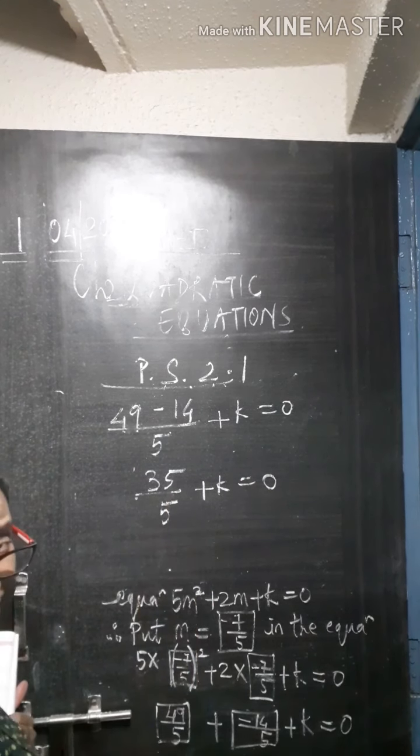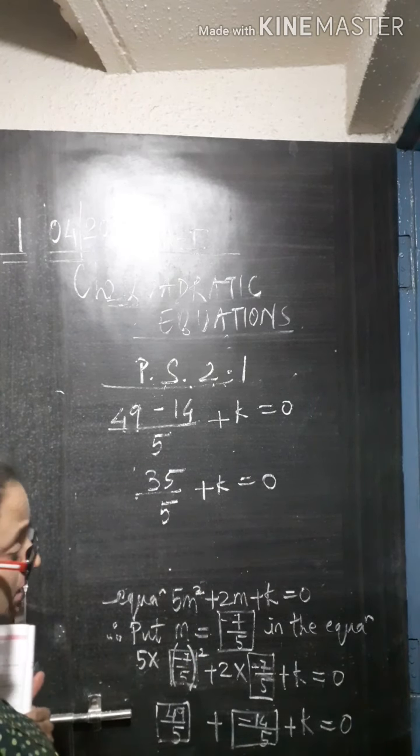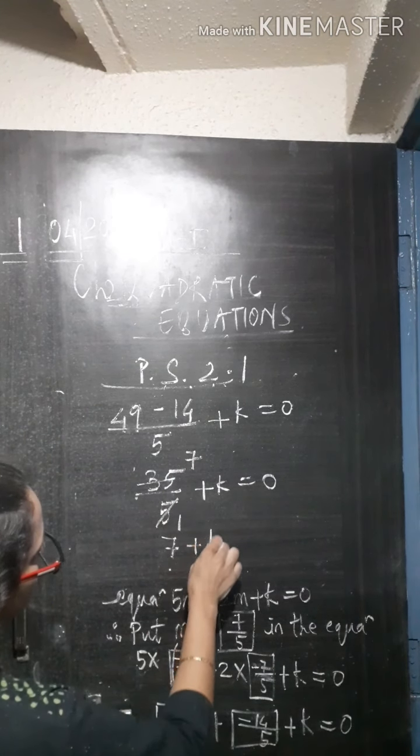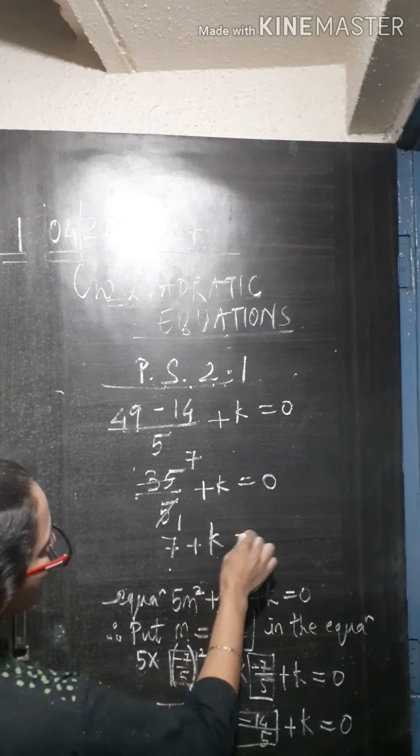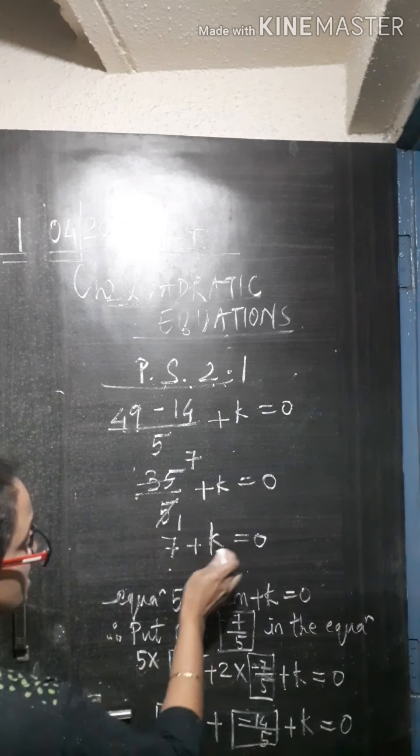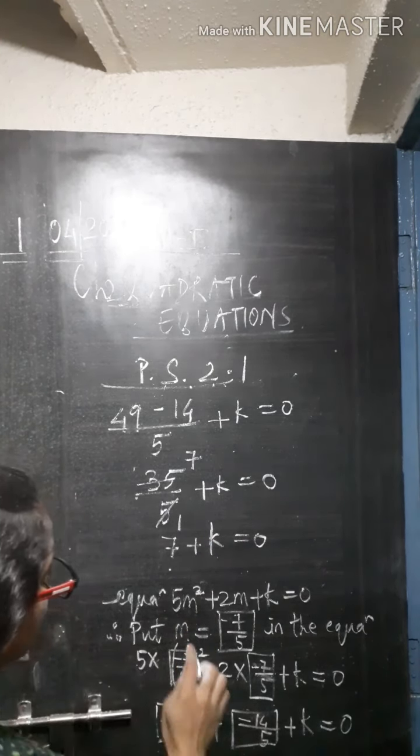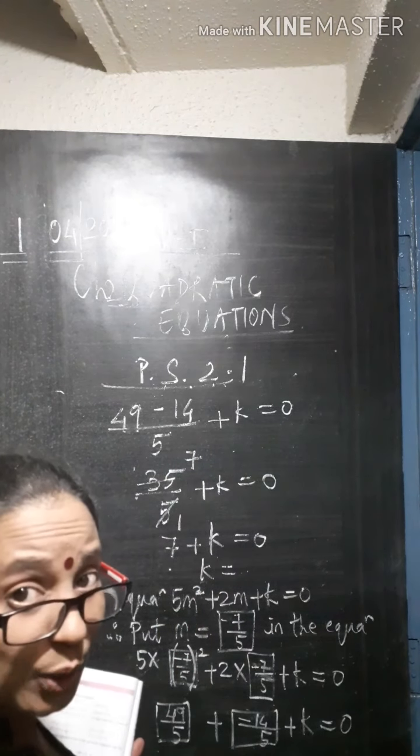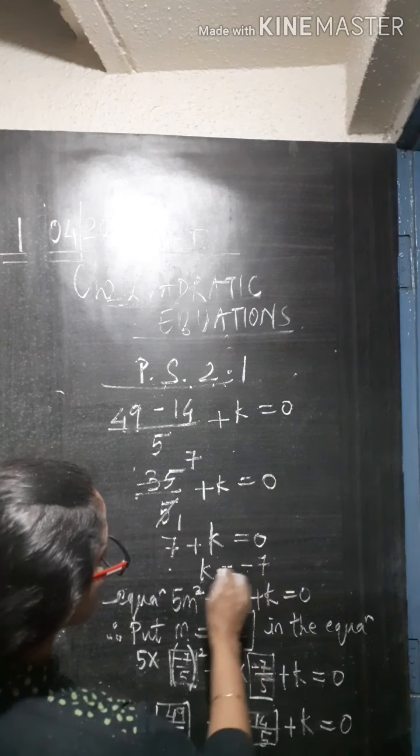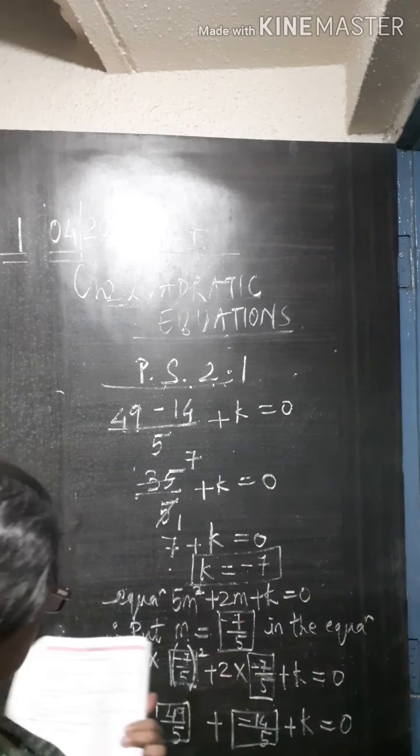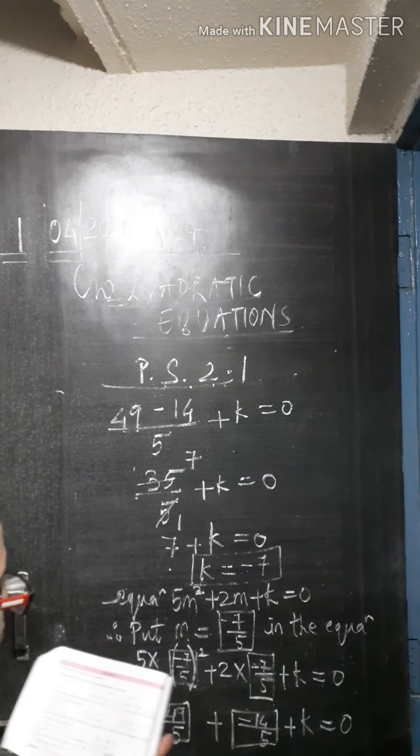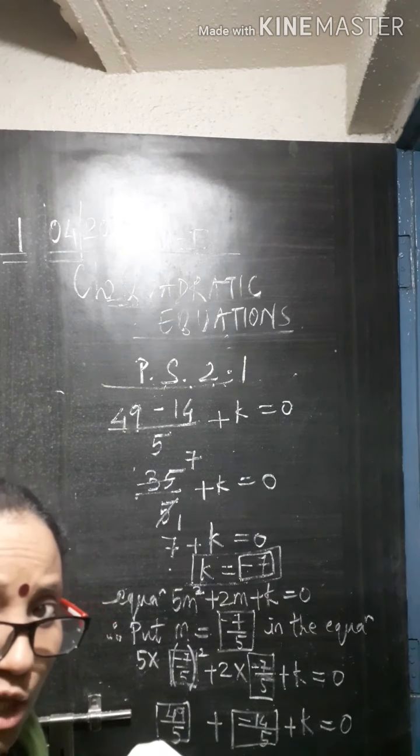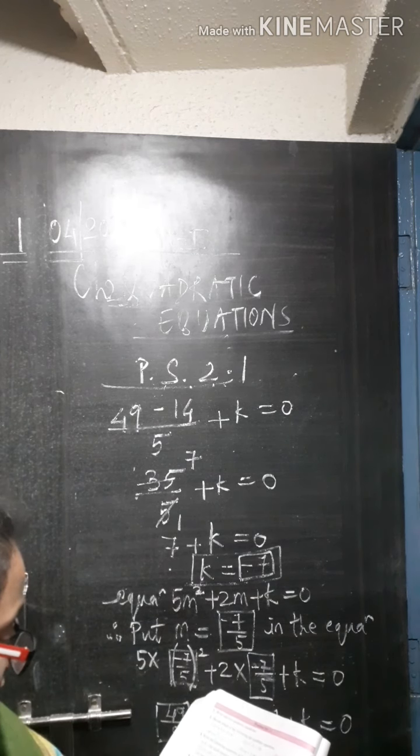So can I do the cancellation? Yes. 5 ones are 5, 7 5s are 35. So it will be 7 plus k is equal to 0. It's a small k. See that you are writing small letter k, and k remains here. I will take 7 to the other side of the equal to sign, becomes minus 7. So what is the k value finally we get? k is equal to minus 7. So minus 7 is given in the box. That means we are filling up k is equal to minus 7 in the box.